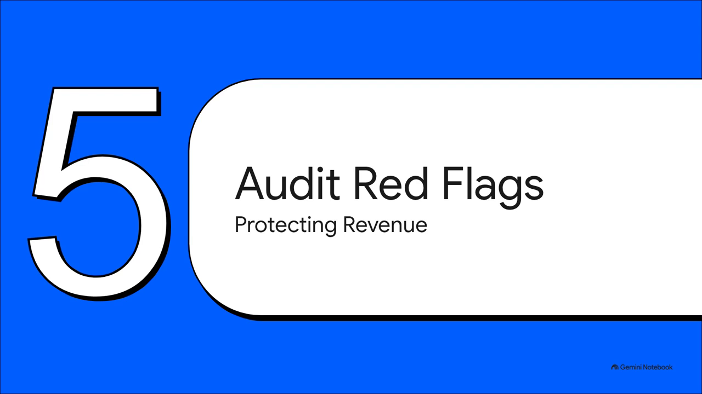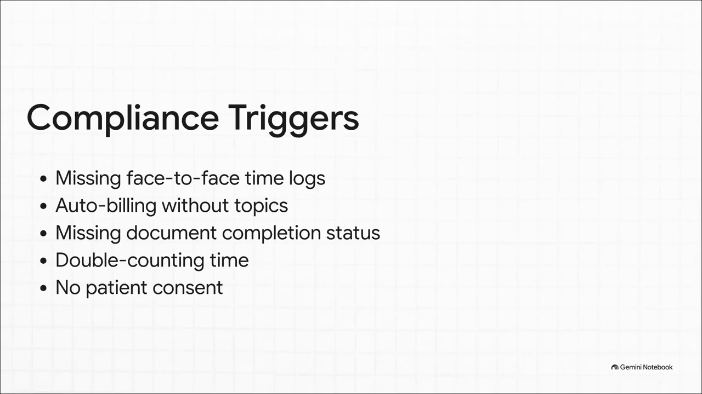Finally, Section 5, Top Audit Red Flags. This is all about protecting your revenue. All right, these are the top compliance triggers that auditors are actively hunting for. First, if your time logs are vague, like missing the cumulative face-to-face minutes, you are totally at risk. Second, if you rely on EHR templates that just auto-bill 99497 without you typing out the specific discussion topics, that is a massive red flag. Other big triggers? Failing to note if forms were actually completed, double counting your ACP time with critical care or chronic care management, and forgetting to document that the patient actually consented to this voluntary service.